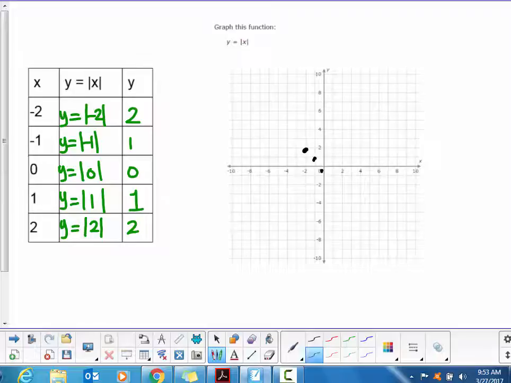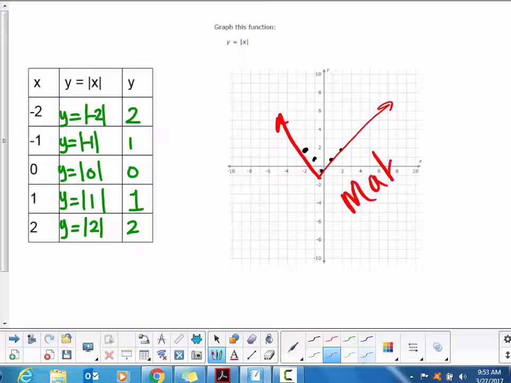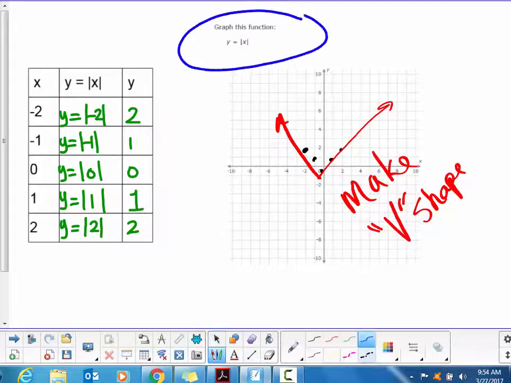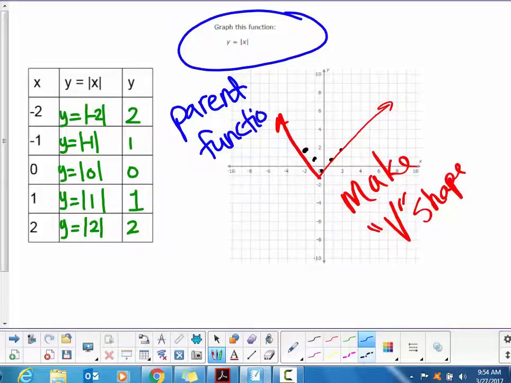When I connect these points, I'm going to connect them with straight lines, remembering to put arrows on the end of my lines. And my lines join in a V. Absolute value functions make a V-shaped graph. Remember this by: absolute value makes a V shape. Also, y equals the absolute value of x is the parent function for absolute values.